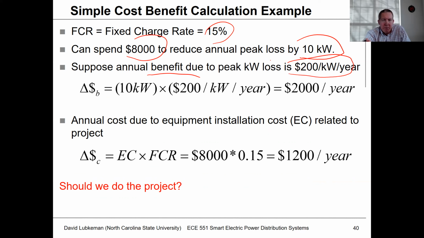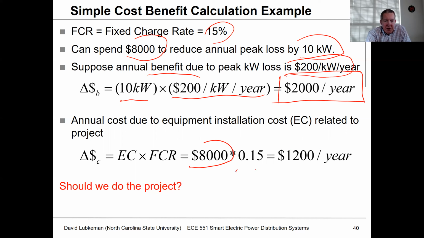Okay, so that would be a number in the ballpark of what utilities would see as a benefit. So if I could reduce peak losses by 10 kilowatts, and that was worth $200 per kilowatt per year, then my annual benefit of putting that capacitor in the circuit would be $2,000 per year. Now, if that project cost me $8,000 and the fixed charge rate was 15%, then the annualized cost of this would be $1,200 per year.